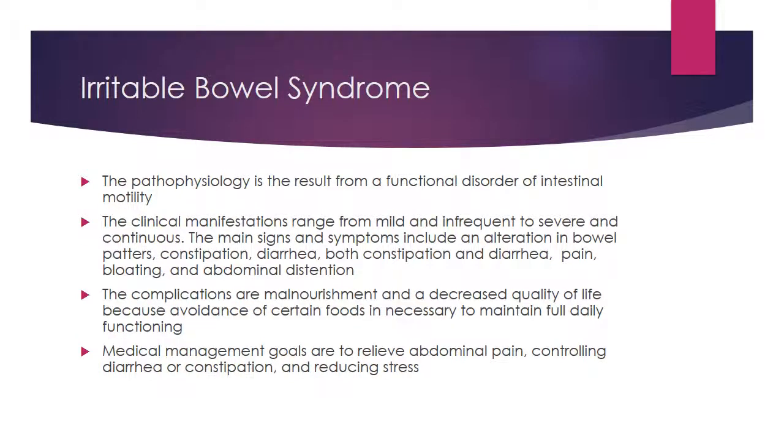Okay, irritable bowel syndrome. Pathophysiology is a result from a functional disorder of intestinal motility. The clinical manifestations range from mild and frequent to severe and continuous. Main signs include an alteration in bowel patterns, constipation, diarrhea, pain, bloating, and abdominal distension. The complications are malnourishment and decreased quality of life because avoidance of certain foods is necessary to maintain full daily functioning. And medical management goals are to relieve abdominal pain, controlling diarrhea or constipation, and reducing stress.